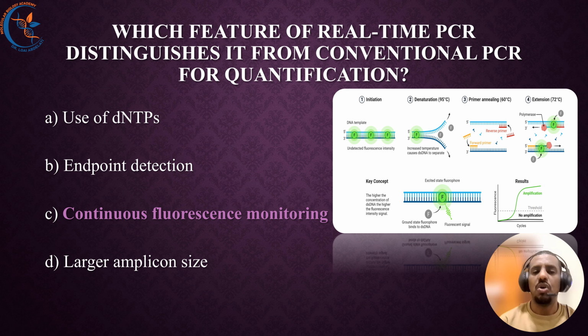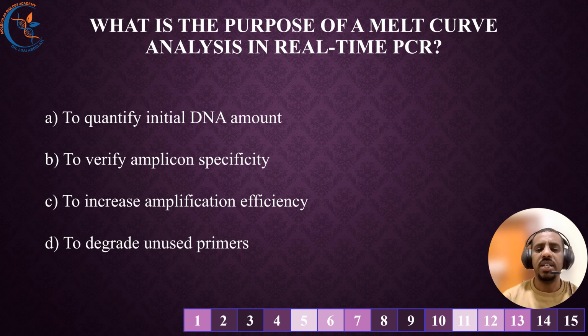While dNTPs, option A, and amplicon size, option D, are essential for PCR, they do not distinguish real-time PCR from conventional methods. All right, let's move on. Okay, the next question here. What is the purpose of a melt curve analysis in real-time PCR?